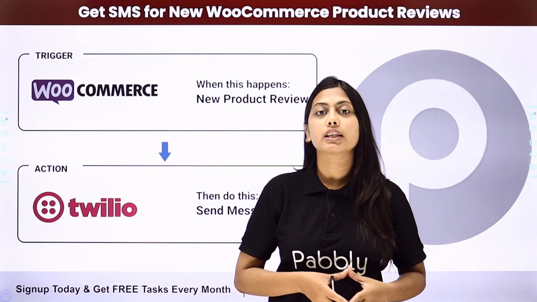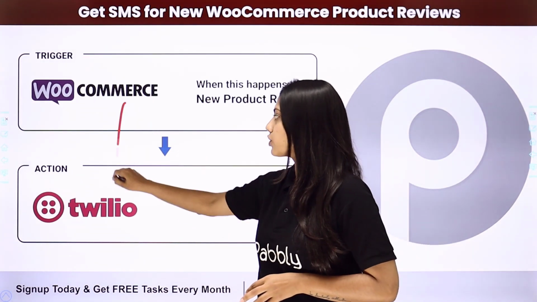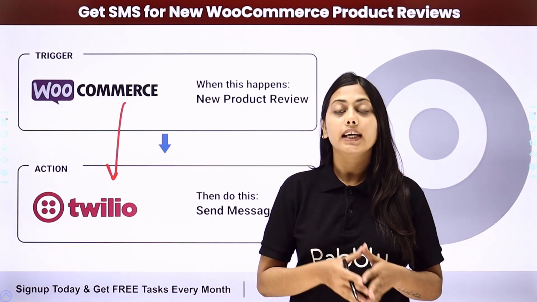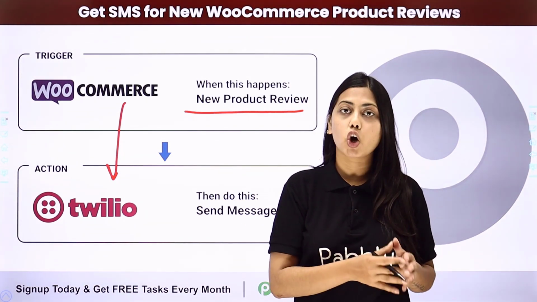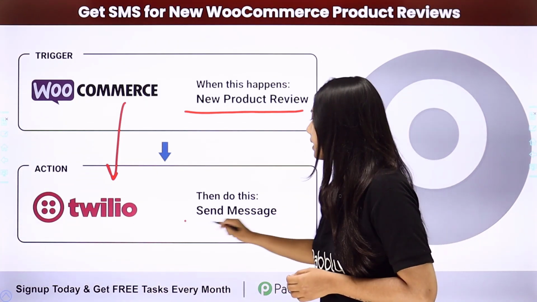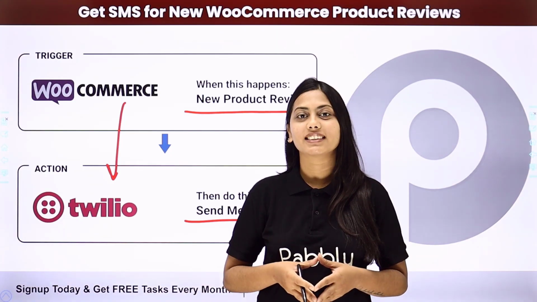For this, you can create an automation with the help of Pabbly Connect to integrate these two applications, that is WooCommerce and Twilio. In this integration, our trigger will be the new product review received on WooCommerce and our action will be to send message notification for that specific review. Let us learn how to do that.